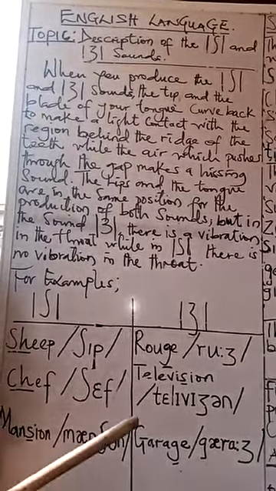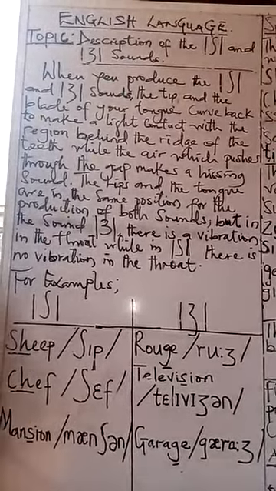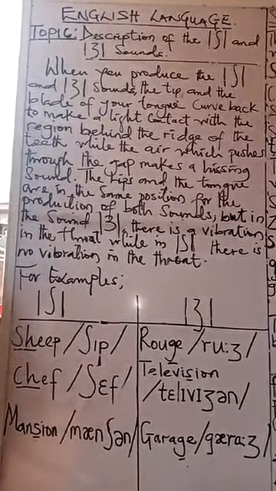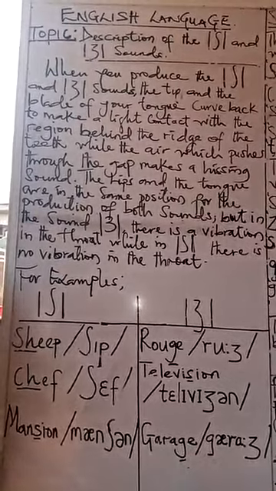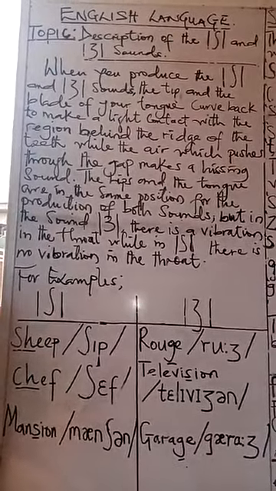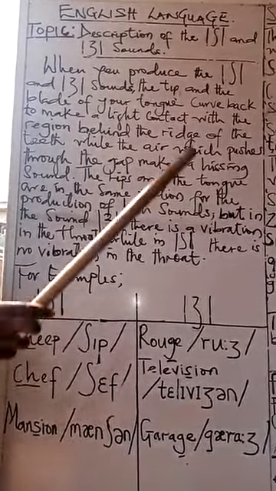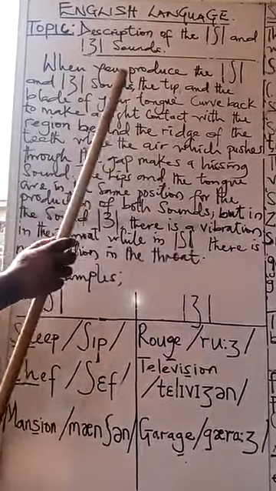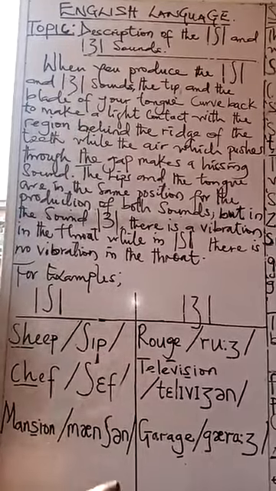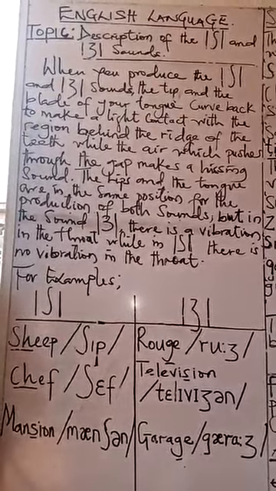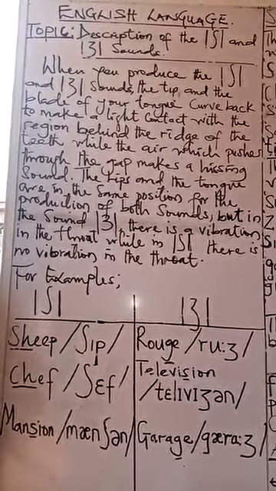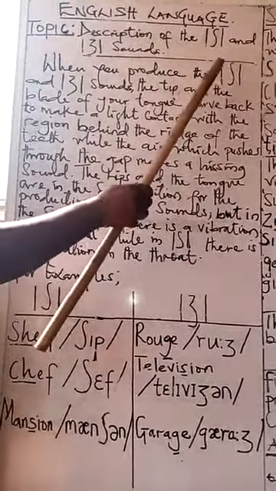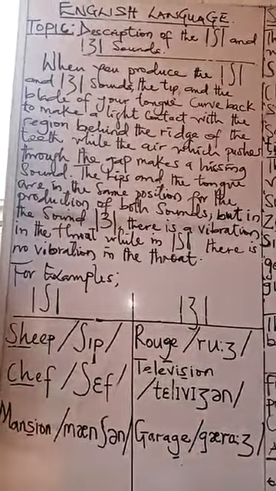Also, in the course of how these sounds are produced, there's one very important thing we need to take note of, and that is the sh sound and the j sound. You discover that one important thing about these two sounds is that one is voiced and the other is voiceless.